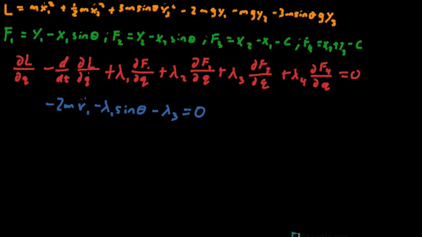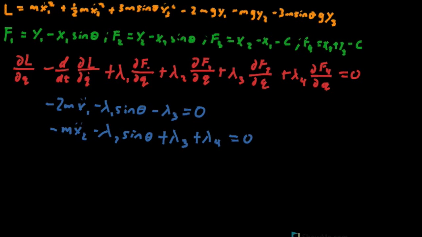All this is going to equal 0. Moving on to x2, partial L partial x2 is still 0. Partial L partial x2 dot now is m x2 dot, and again we take the negative time derivative. Then we add lambda 1 times partial f1 partial x2, which is just 0. Lambda 2 times partial f2 partial x2 is minus sine theta, so we have minus lambda 2 sine theta. Partial f3 partial x2 is 1, so we add lambda 3. And partial f4 partial x2 is also 1, so we add lambda 4. And all this equals 0.